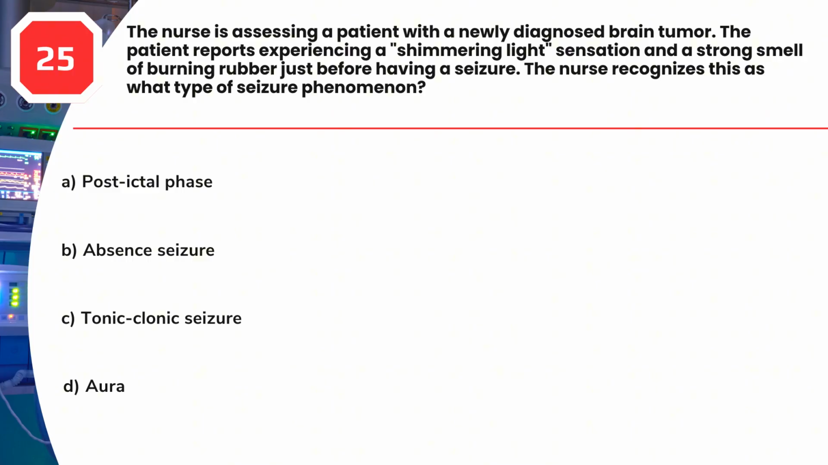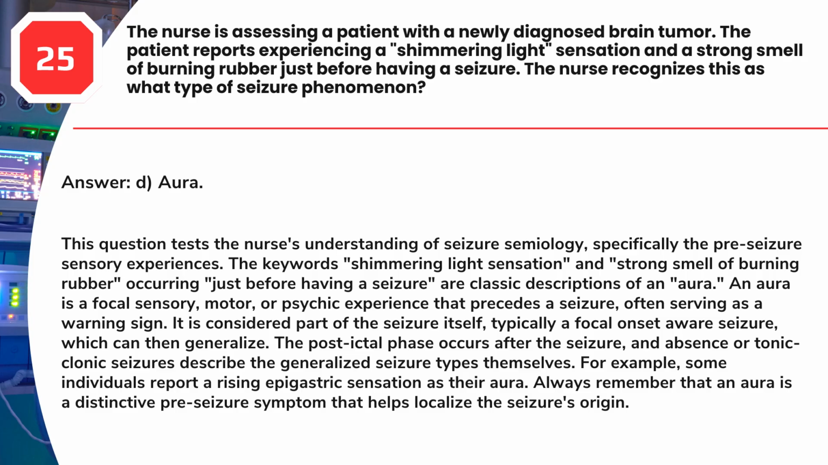Question 25. The nurse is assessing a patient with a newly diagnosed brain tumor. The patient reports experiencing a shimmering light sensation and a strong smell of burning rubber just before having a seizure. The nurse recognizes this as what type of seizure phenomenon? A. Post-ictal phase. B. Absence seizure. C. Tonic-clonic seizure. D. Aura. Answer D. Aura.